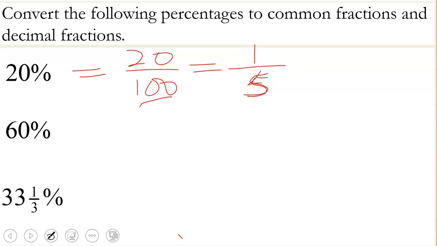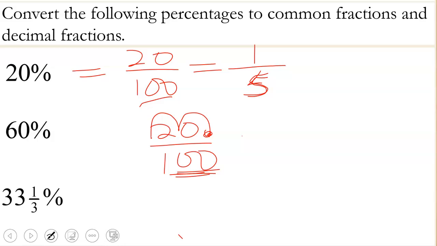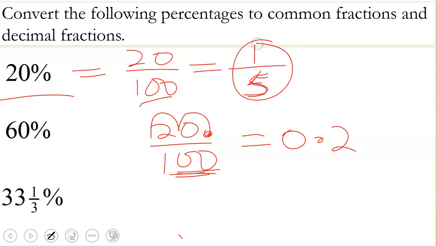Now we can write this one as a decimal. I'll first leave the 20 over 100 like this, and then I'll use the two zeros in the 100 to move the decimal point backwards 1, 2, so that I can write this as 0.2. So 0.2 is the decimal fraction of the 20%, or of the 1 over 5. So 1 over 5 is the same as 20%, and at the same time is the same as 0.2.